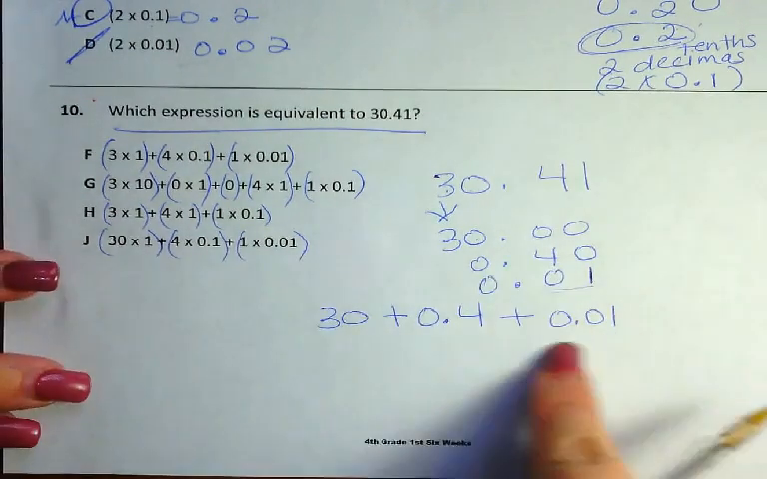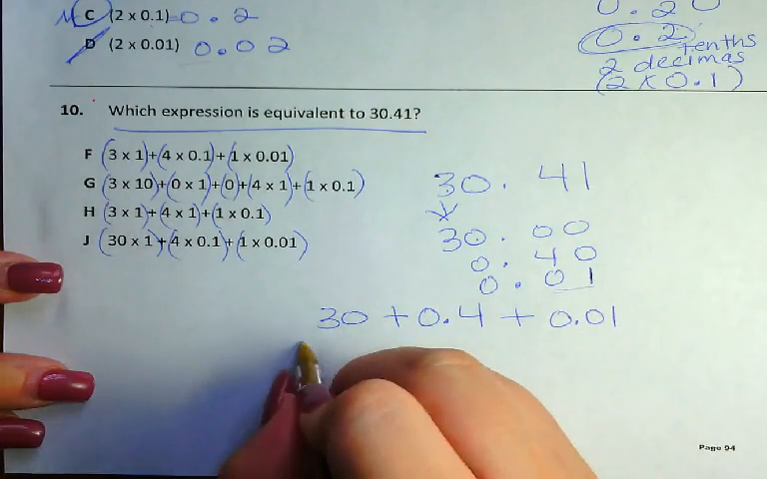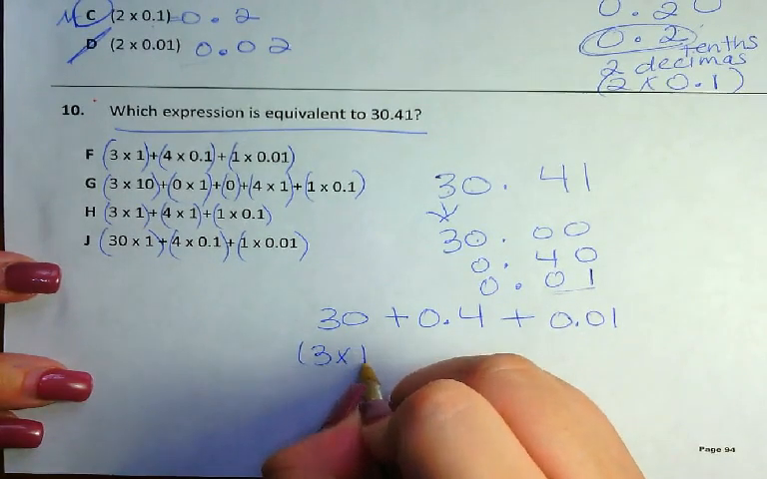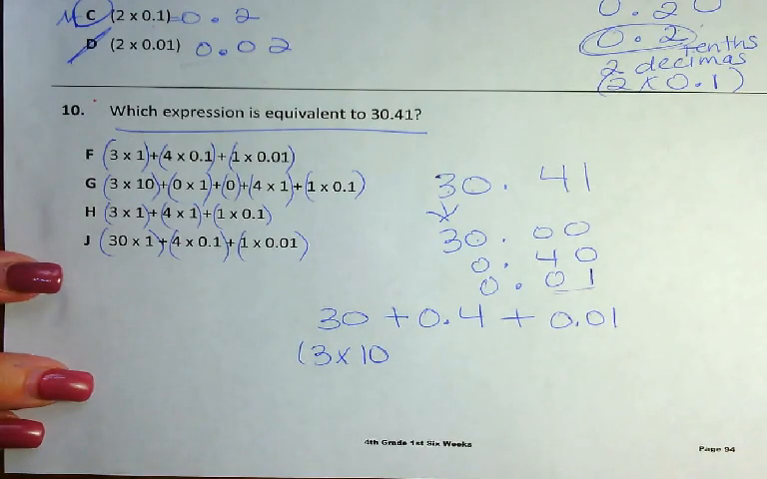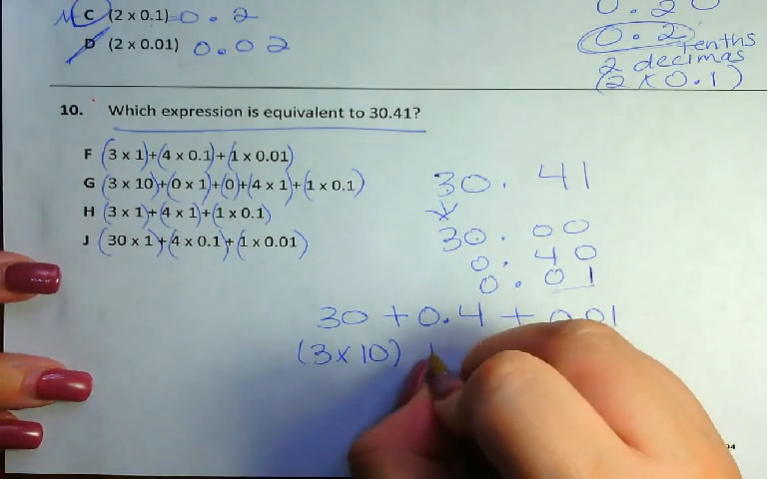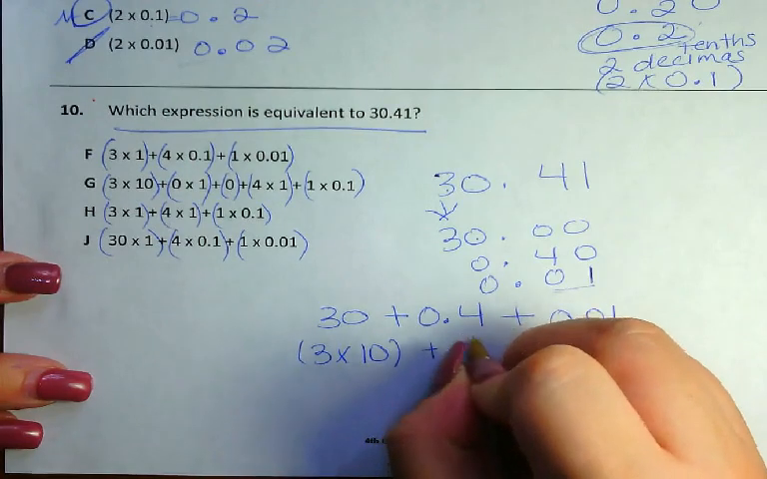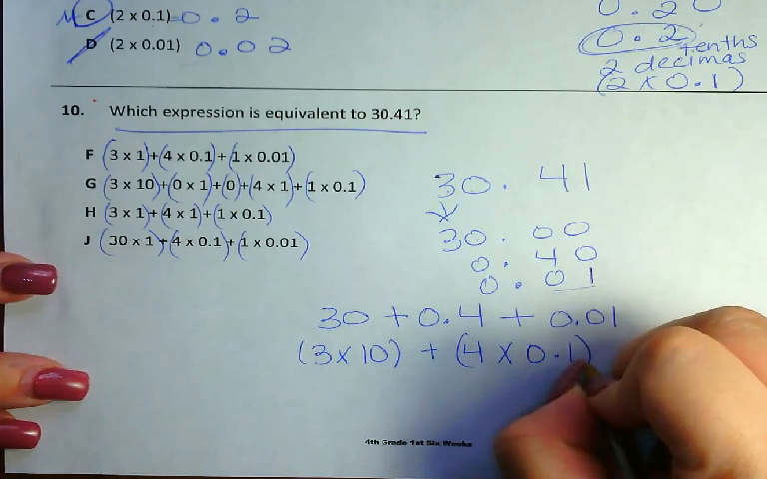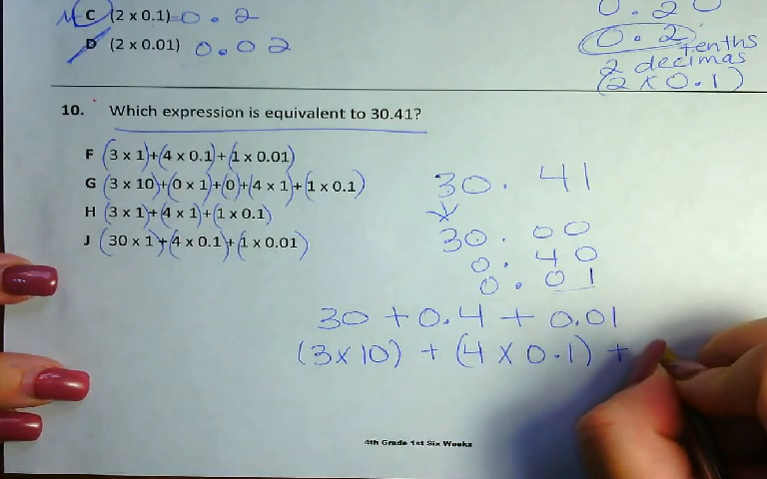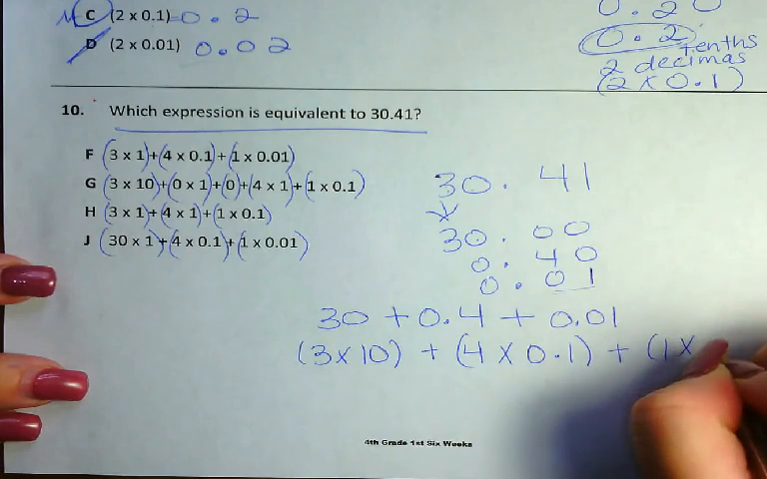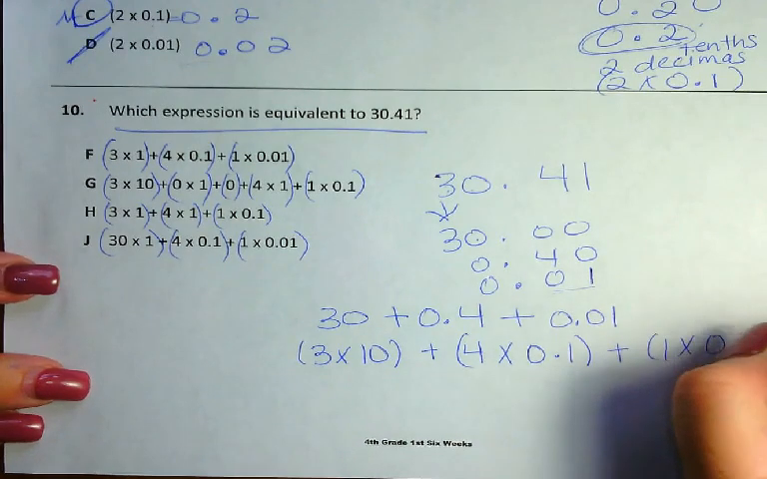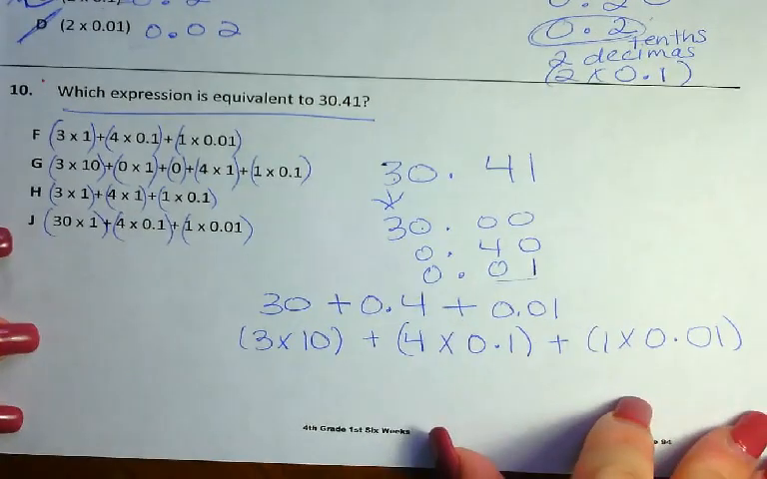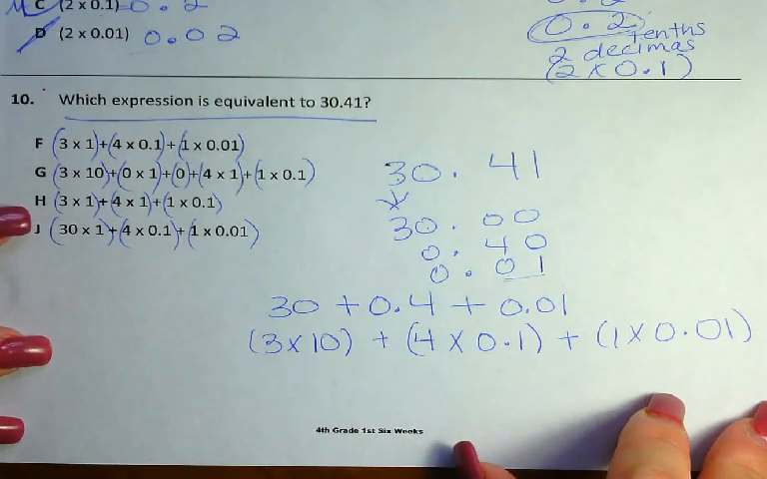Okay, you can do it like that. You can break it up to say 3 times 10, because it's in the tens place, plus 4 times 1/10, plus 1 times 0.01, because it's in the hundredths place. And then you just need to match it.